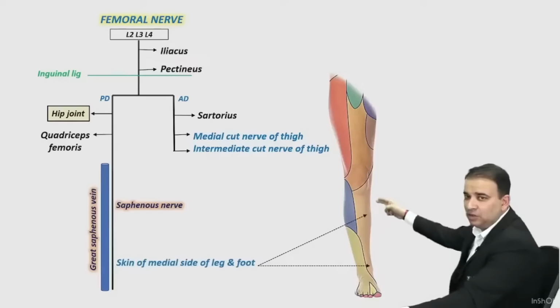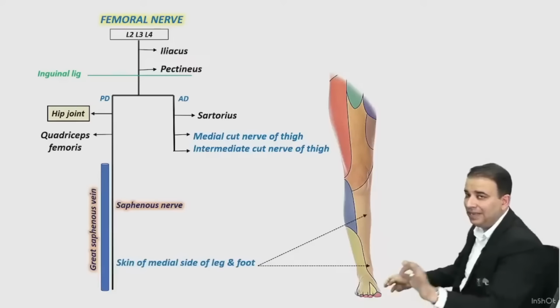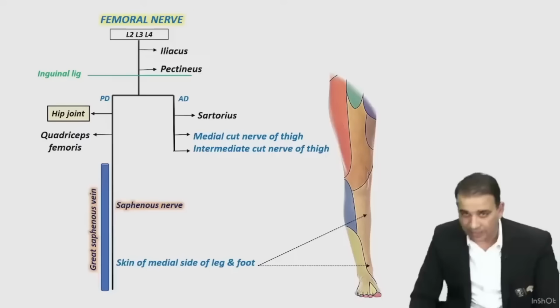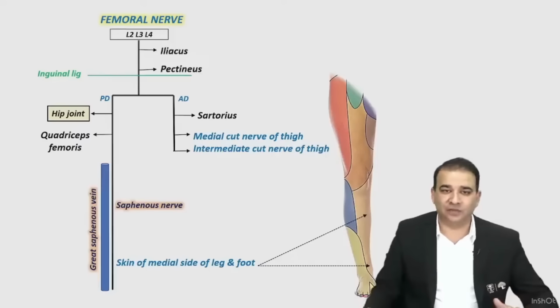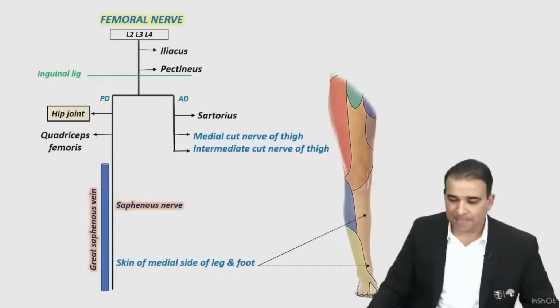It supplies the skin on the medial side of the leg and foot till the ball of great toe. So saphenous nerve is a branch of femoral nerve, and that is running with the great saphenous vein.